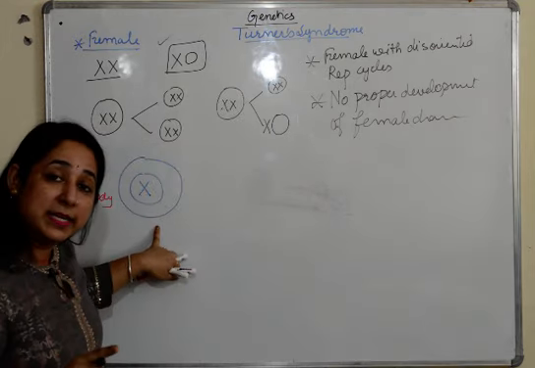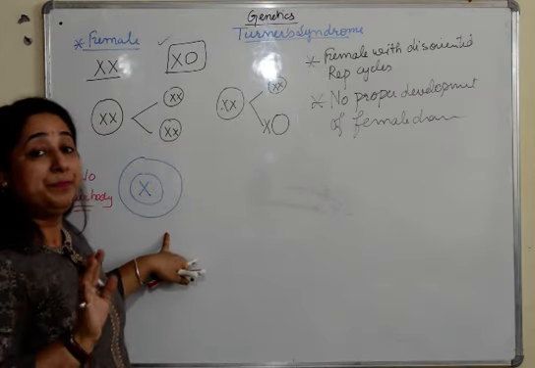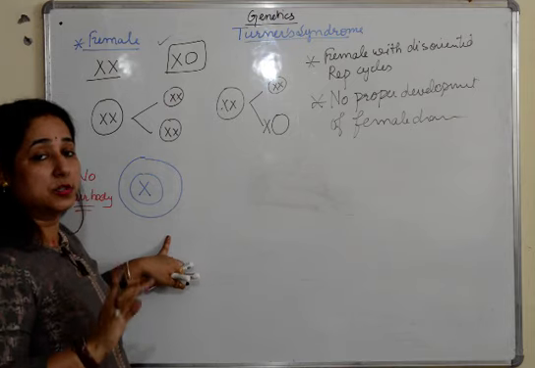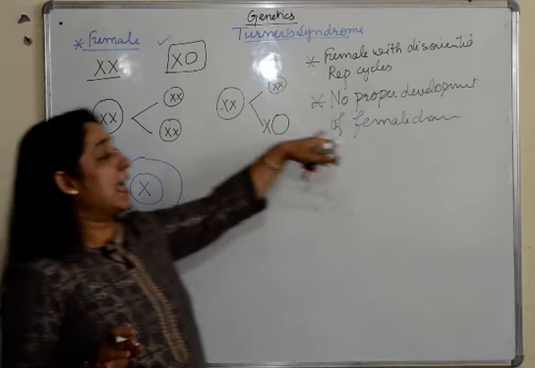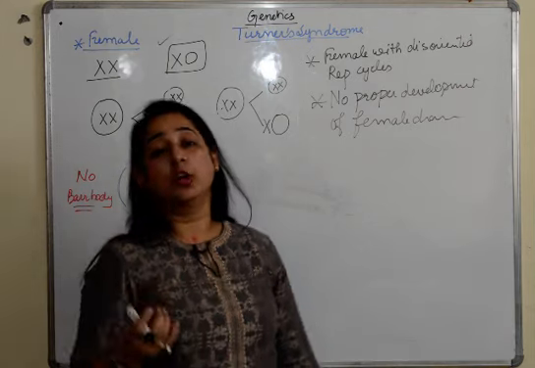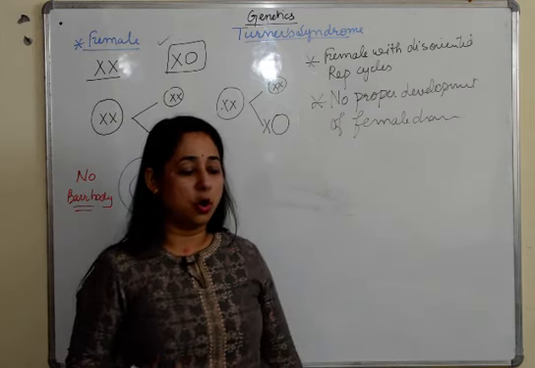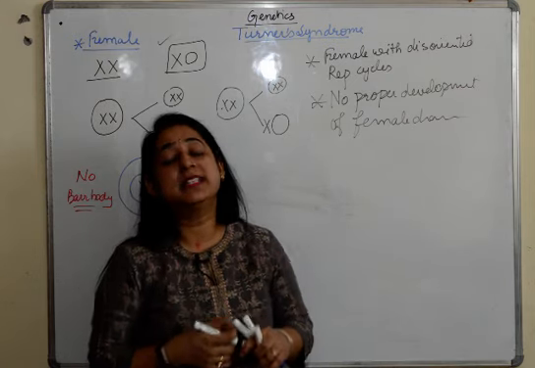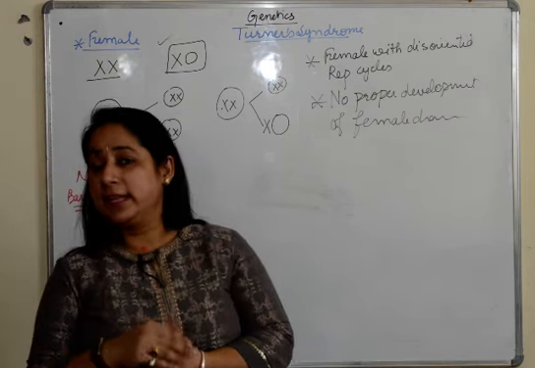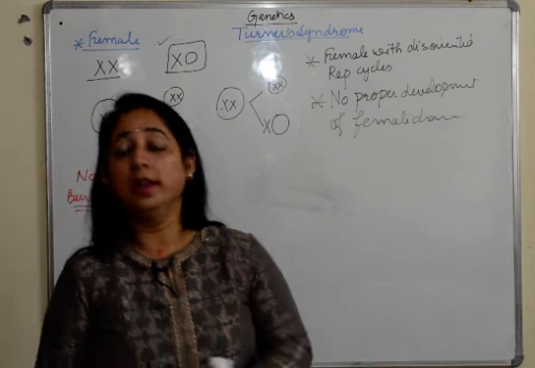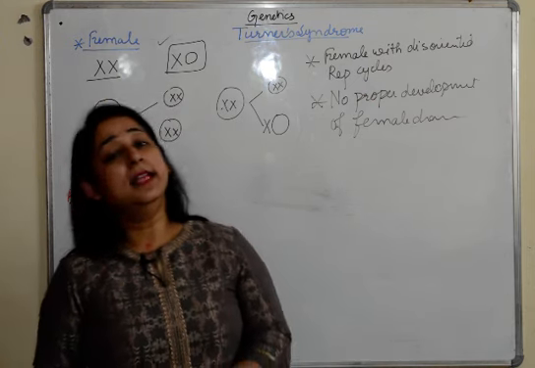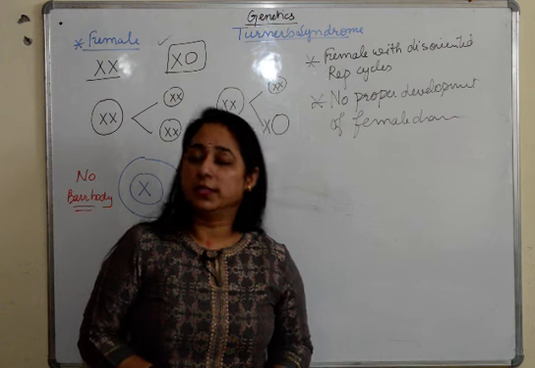And how is it represented in the cell? It does not have any bar body. If you observe the cellular structure, it does not have a bar body. And what are the characteristics? The female with distorted reproductive cycles and the female characters are not properly formed. Even the secondary sexual characteristics like development of ovaries and all is not properly there in the individual. So this is all about the Turner syndrome.